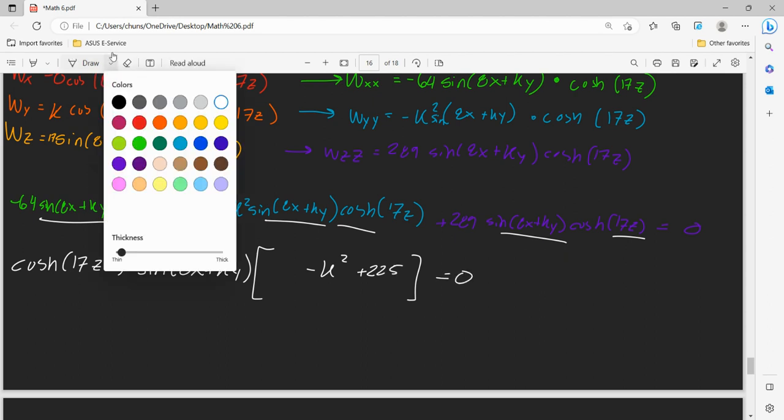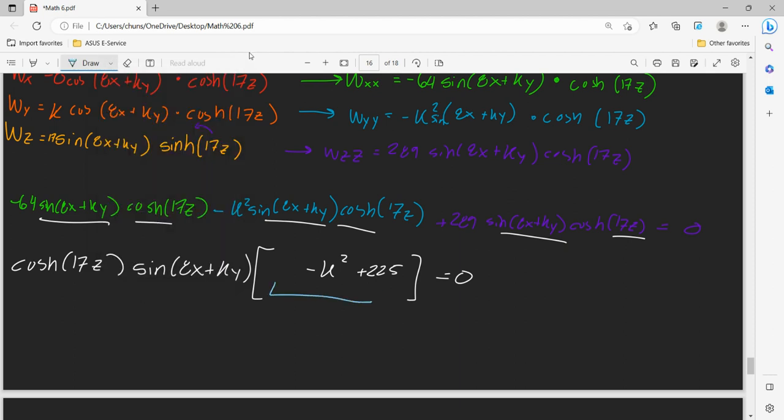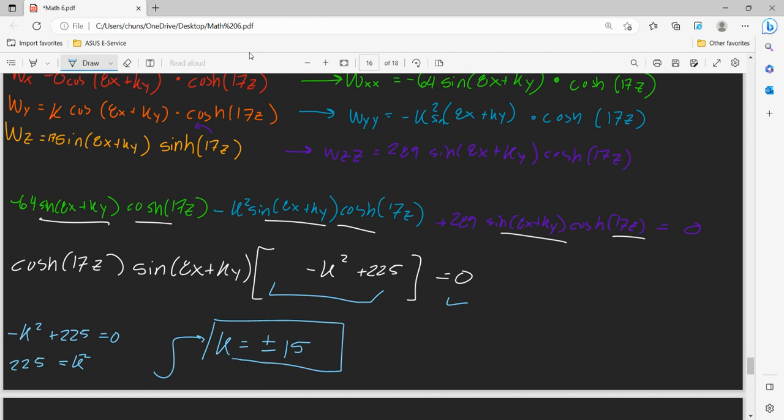So like we did with our previous one, we're going to ignore the terms we factored out and just look at the ones that still remain in our square brackets. So let's look at this and make it equal to 0. It's negative k squared plus 225 is equal to 0. Let's move that k over. K squared equals 225. Right, and when we take the square root, this k is equal to plus or negative 15, and that is a beautiful number to end with.